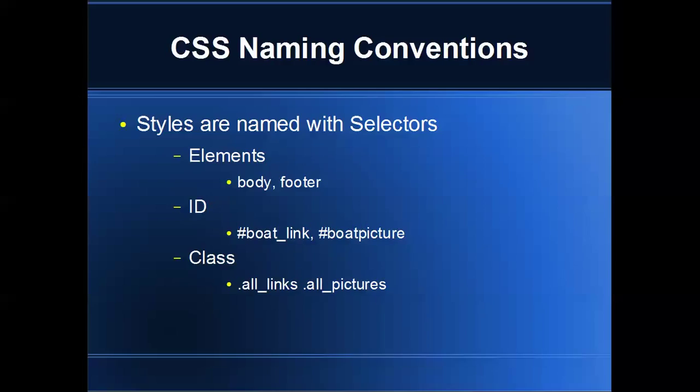Elements in HTML are styled with style selectors. There are three main ways elements are selected. The first is the element selector. Elements are selected by their type of element, such as body or footer.